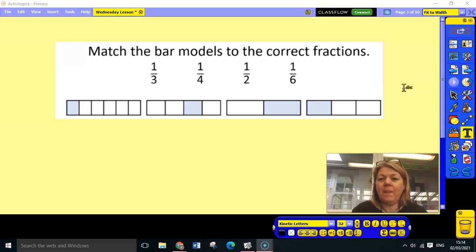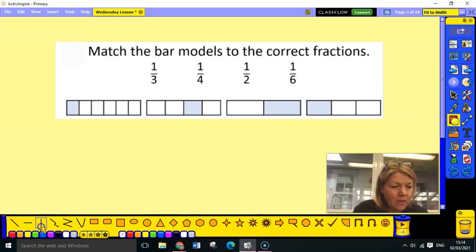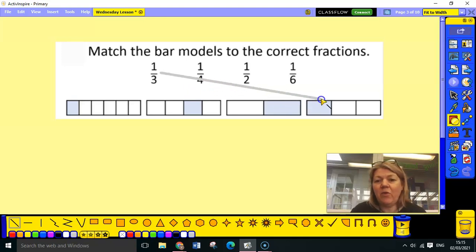Go. Right, how did you get on? Let's see, let's try and match them. So I've got my line here. Might need a diagonal line, so I'm going to go for one of those. So I can see that if I'm looking for a third, I know that my bar needs to have 3 equal parts. The denominator tells me that. I can see it's not this one, there's definitely more than 3 parts there. This one's got 4 parts, this one's got 2 parts, so it must be this one. So I'm going to match my third up to this bar model here where I've got 1/3 shaded.